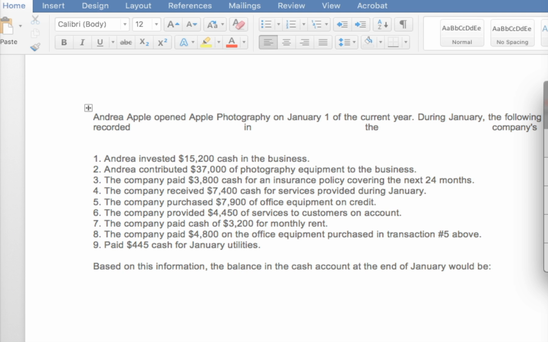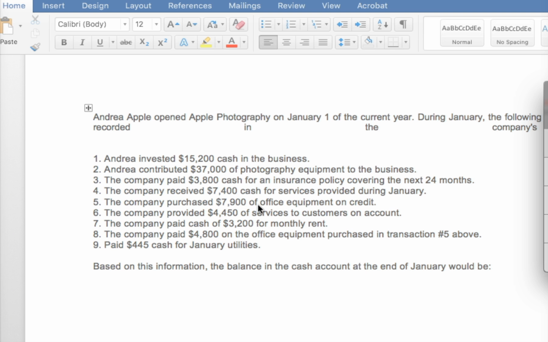Company paid $3,800 cash for an insurance policy. Did cash go down? Yes, it did. We paid it. So I'm going to subtract $3,800. Number 4, the company received $7,400 cash. Don't even need to read the rest of it. I received cash, so yes, my cash account is going to be affected.